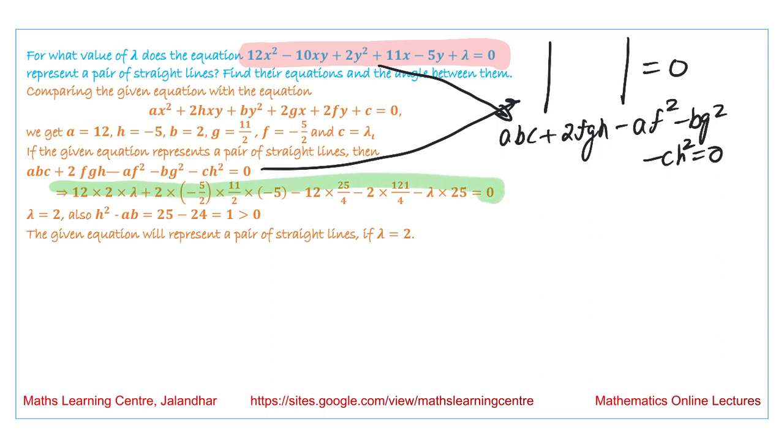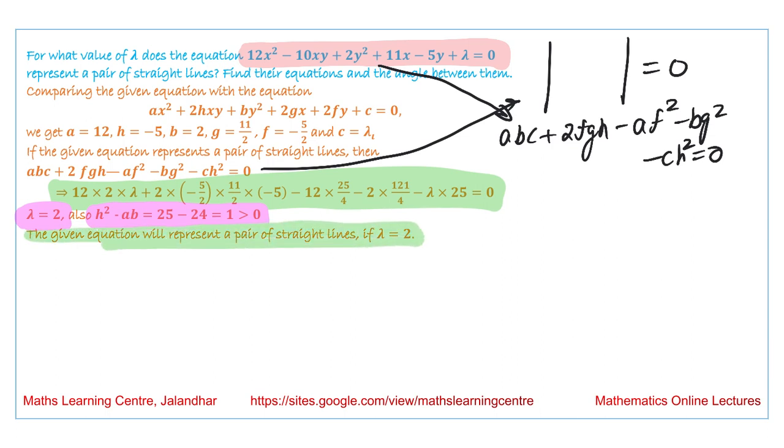When you substitute these values in this result and solve, you will get λ = 2. And second, h² - ab = 1, which is greater than 0. So we are saying the given equation represents a pair of straight lines if λ = 2. So this is the required condition in this case. Now next we have to find the equations of the lines and the angle between them.